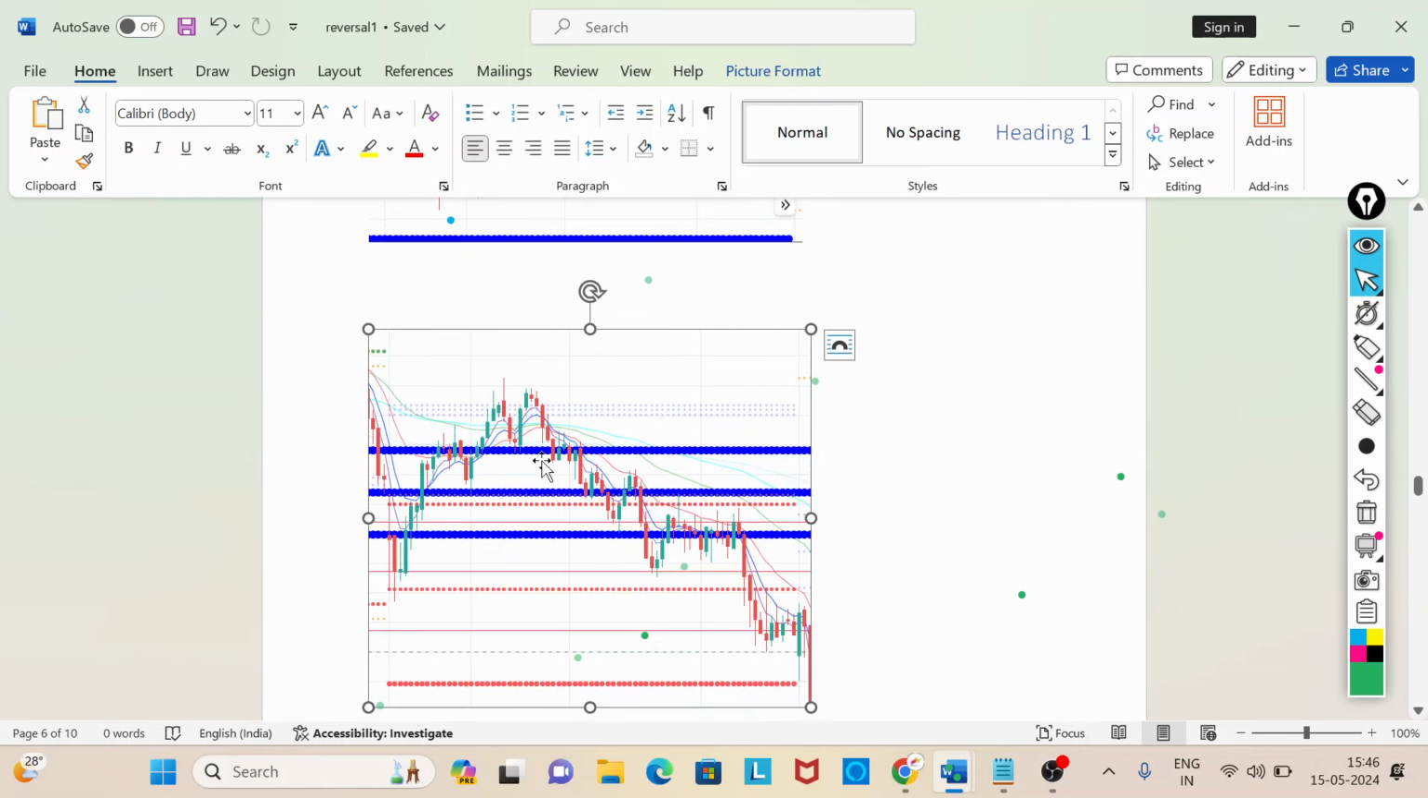And here is also the same scenario. The 5 MA, as soon as we cross this, we should have entered and we should have taken profit at the 20 MA. Again, same thing. As soon as we entered here, we should have taken profit at this CPR level.